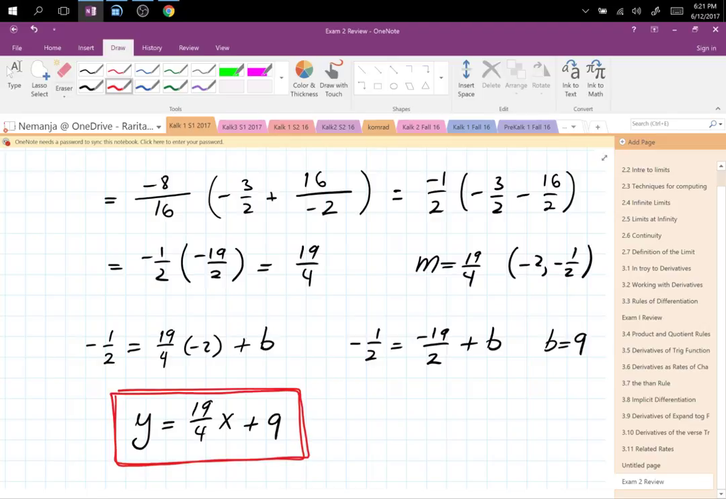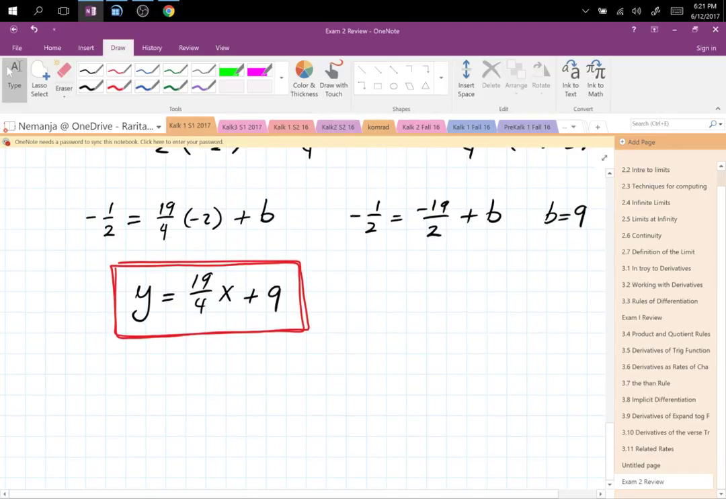So that was a tangent line problem where I used logarithmic differentiation. There are other ways in which you can take this derivative. One would be quotient rule. You can also do this derivative using implicit differentiation if you multiply both sides by the denominator. So there are, let's say, 3 ways to take the derivative. They all must give you the same 19 over 4 slope at the end.